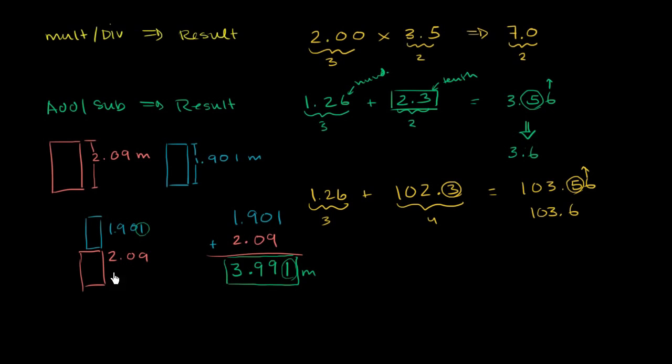To make that clear, we need to make this only as precise as the least precise thing that we're adding up. So over here, the least precise thing was we went to the hundredths. So over here, we have to round to the hundredths. And since 1 is less than 5, we're going to round down. And so we can only legitimately say, if we want to represent what we did properly, that the tower is 3.99 meters.